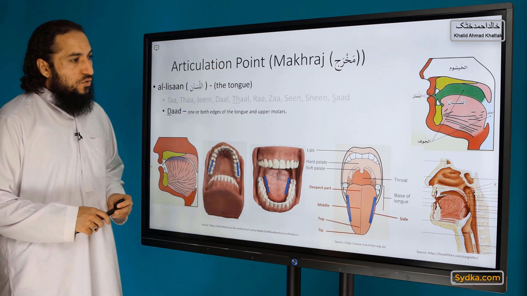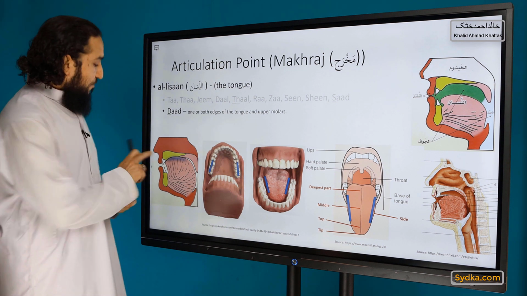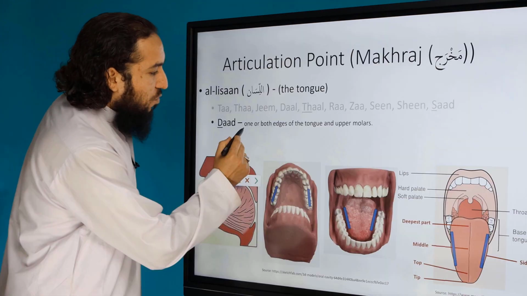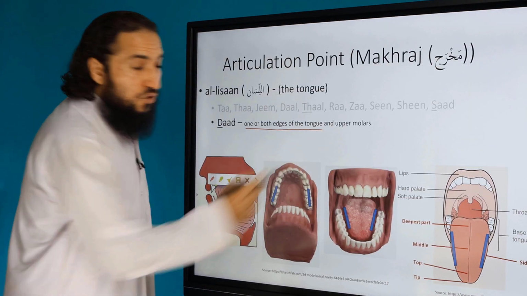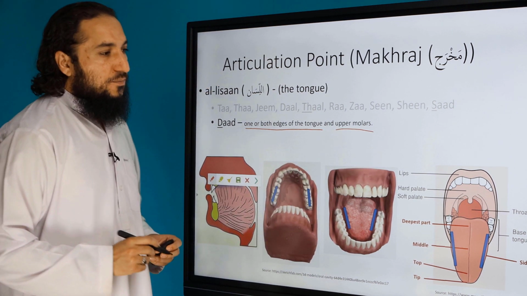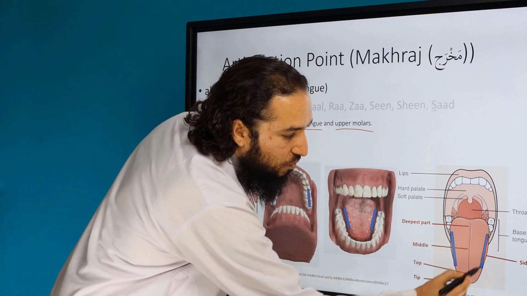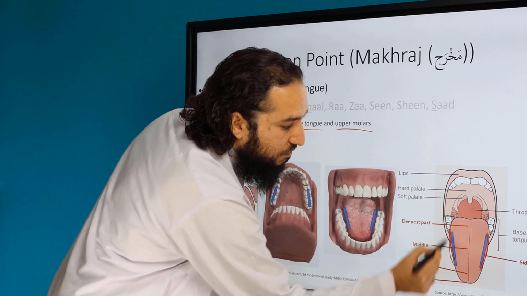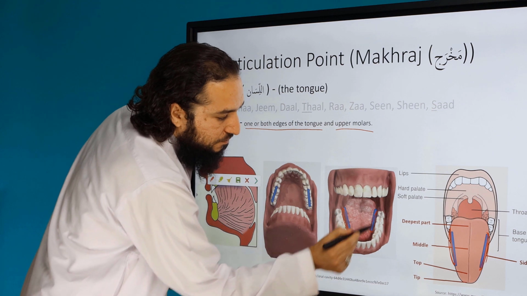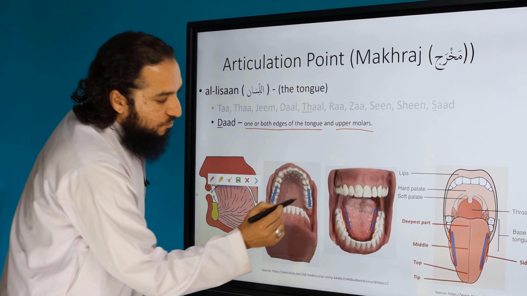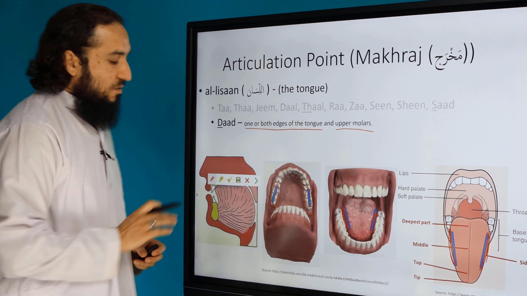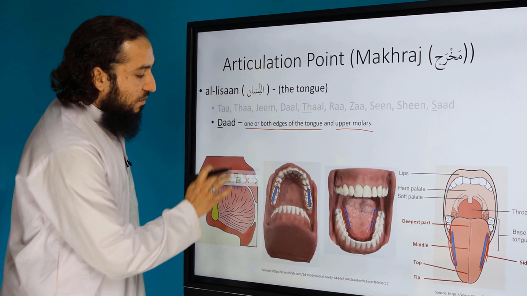So what is its articulation point? It is one of the tongue letters, and it is pronounced from one or both edges of the tongue, when it's touching the upper molars. So that is one or both sides of the tongue. You can see here as well, and when those parts touch the upper molars, that causes the sound of Dad.